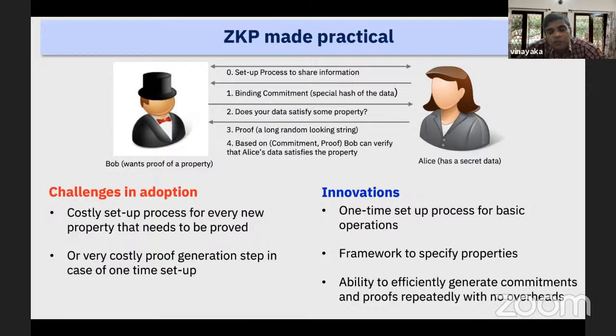Now, how do you convince Bob that you have this algorithm which can solve satisfiability? One way is Bob says, okay, here is a satisfiability instance. Can you please give me a solution for it? You can run your algorithm and you can give the satisfiability answer.